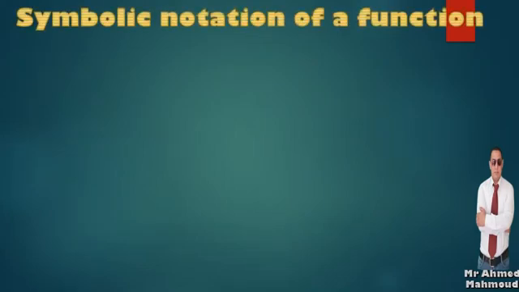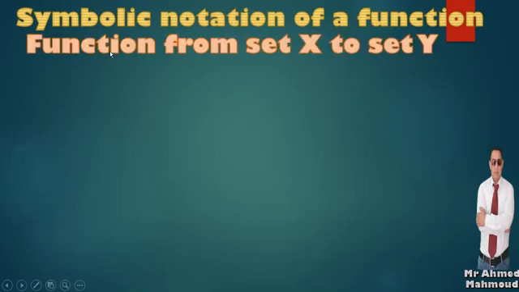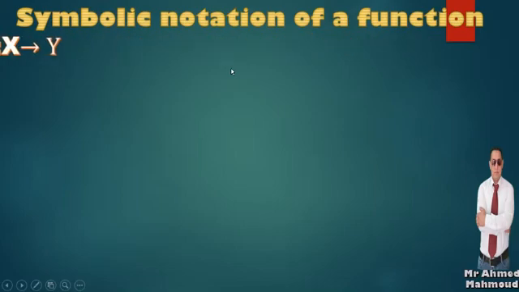The symbolic notation of a function. Notation means representation or writing a function. For example, if we have a function from x to y, this is the title of the function from x to y. Mathematically, we are going to replace this statement by a symbol like this. Again, function from x to y, we are going to replace this statement by a symbol like this: f, the abbreviation of the word function from x to y.